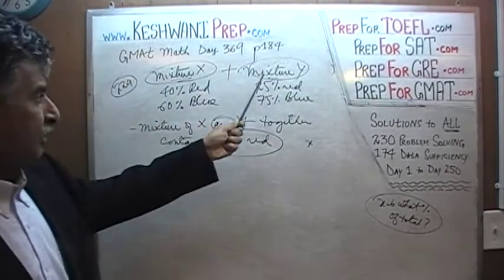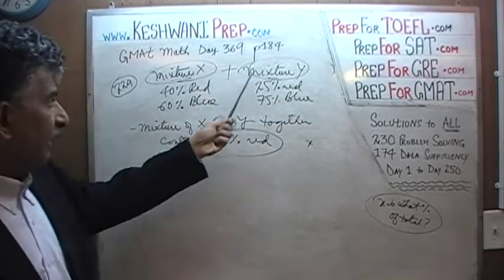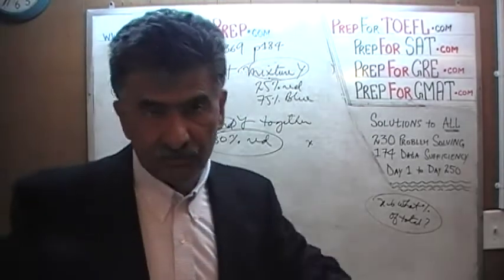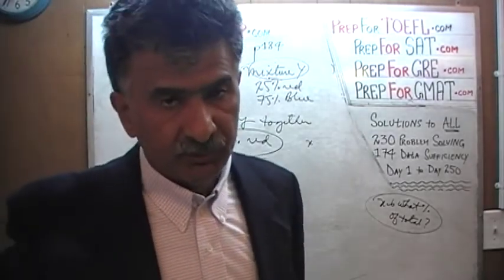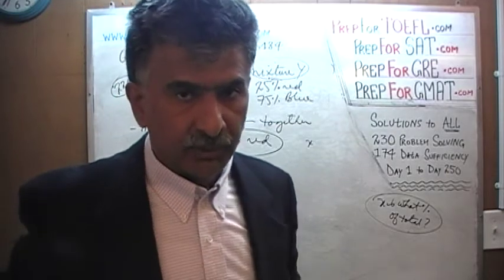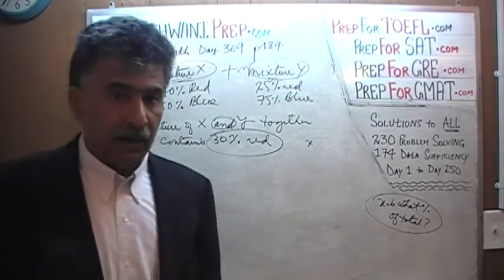X is what percentage of the total mixture? Was it 50-50? Did we take half of that and half of that? Or did we have more of X or did we have more of Y? And if that's the case, how much of each did we have? What percentage of the X did we take and what percentage of Y did we take to mix the two together? Was it 50-50? Was it 40-60? Was it 30-70? What was it?